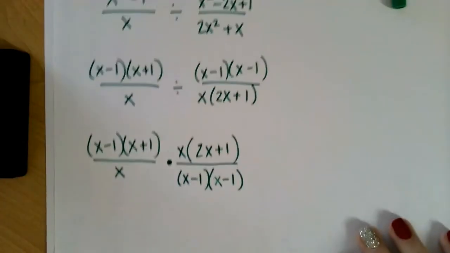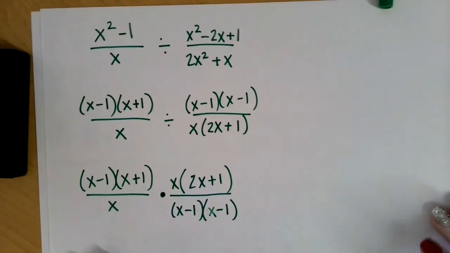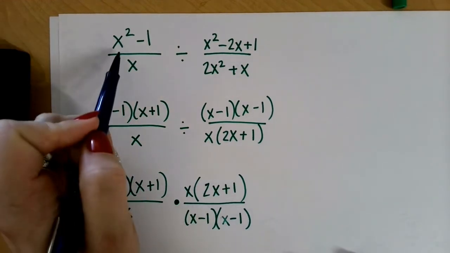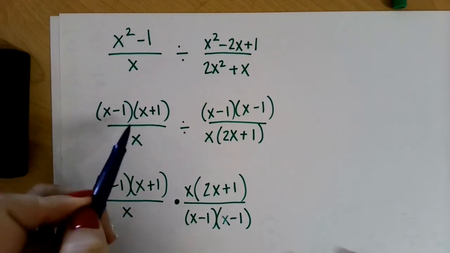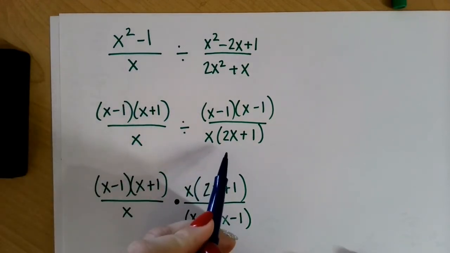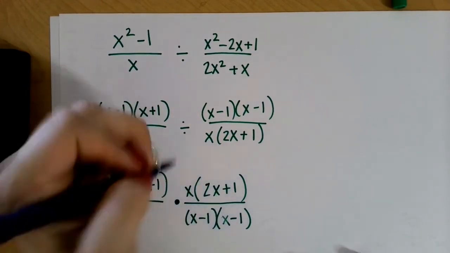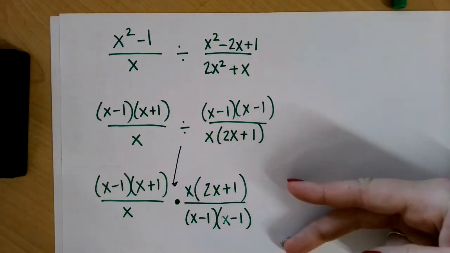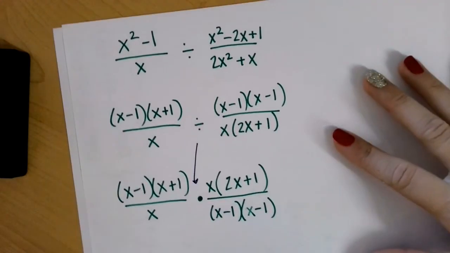The next problem, similar, except this time I'm doing division. Again, I need to factor as much as possible. So here I had a difference of squares, so I found that one pretty easy. This one I had to pull out a GCF. And then because it's a division sign, I change it to multiplication and multiply by the reciprocal. So I just flipped that second fraction.